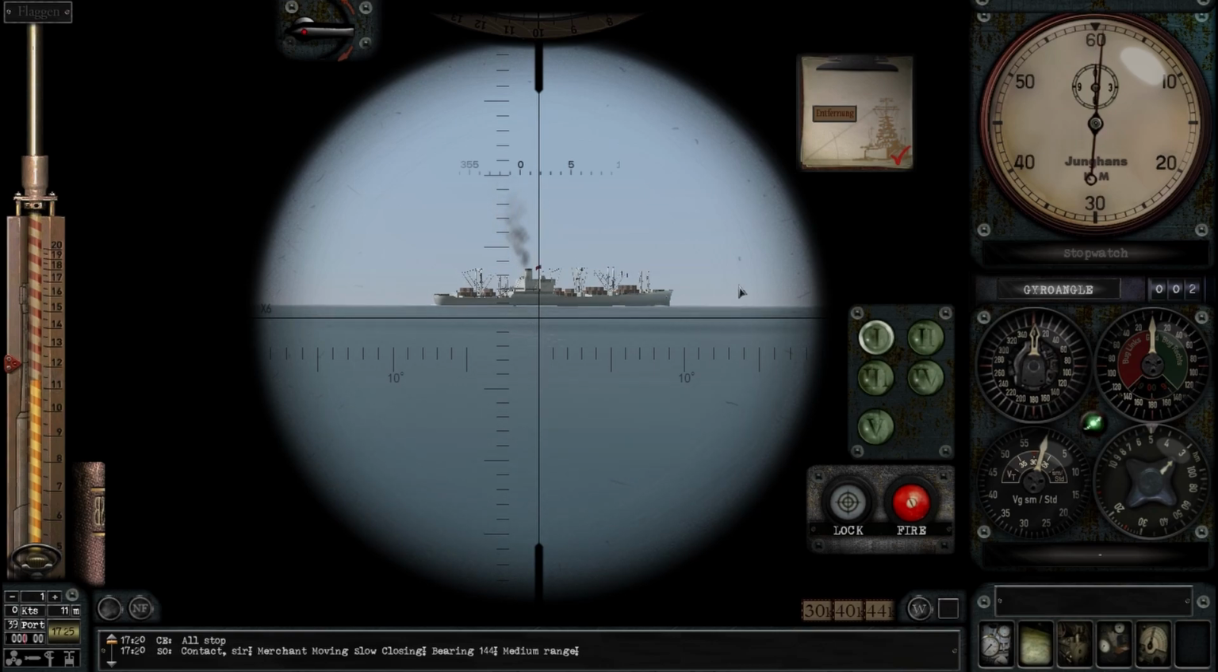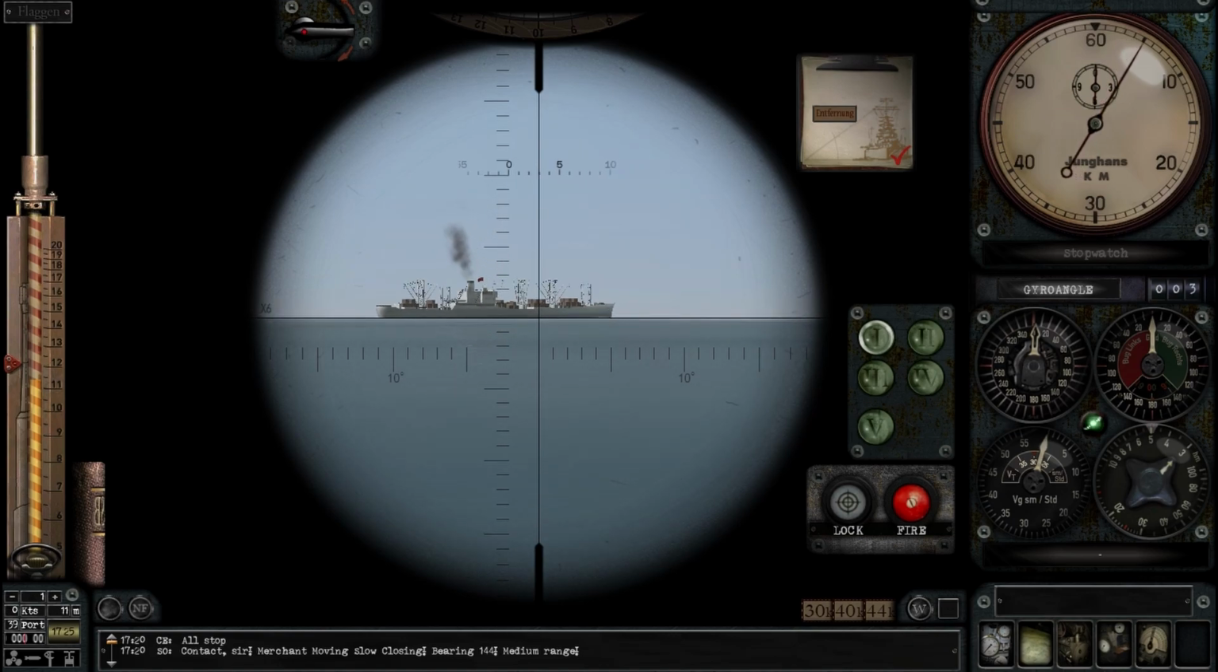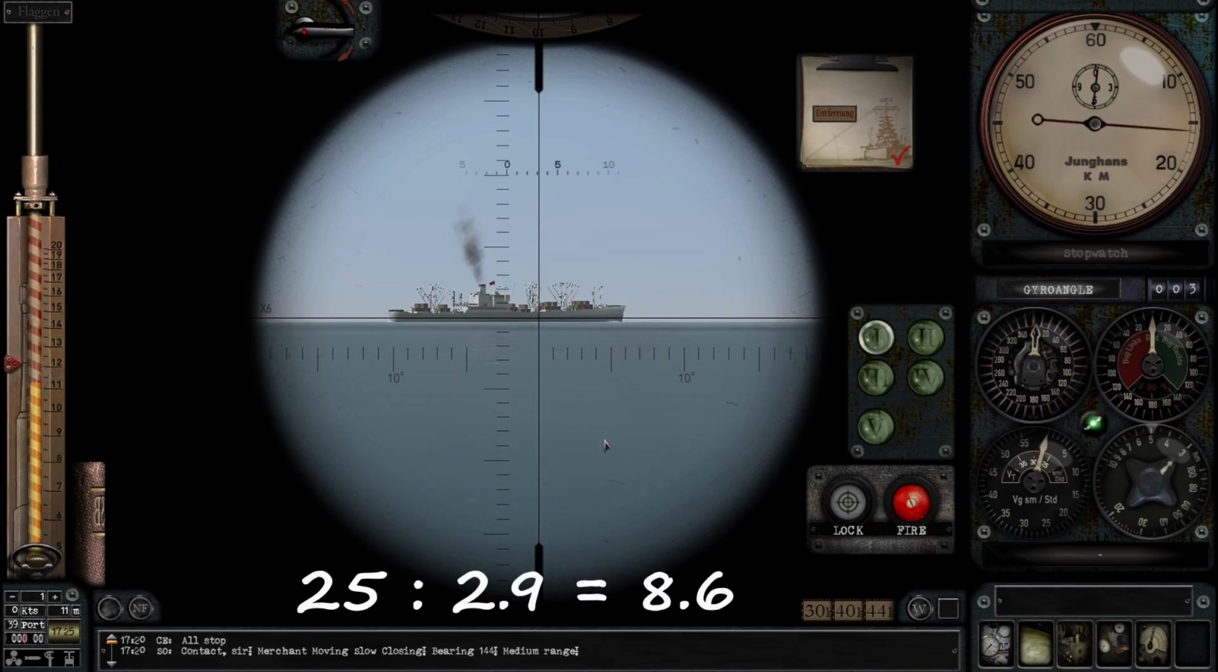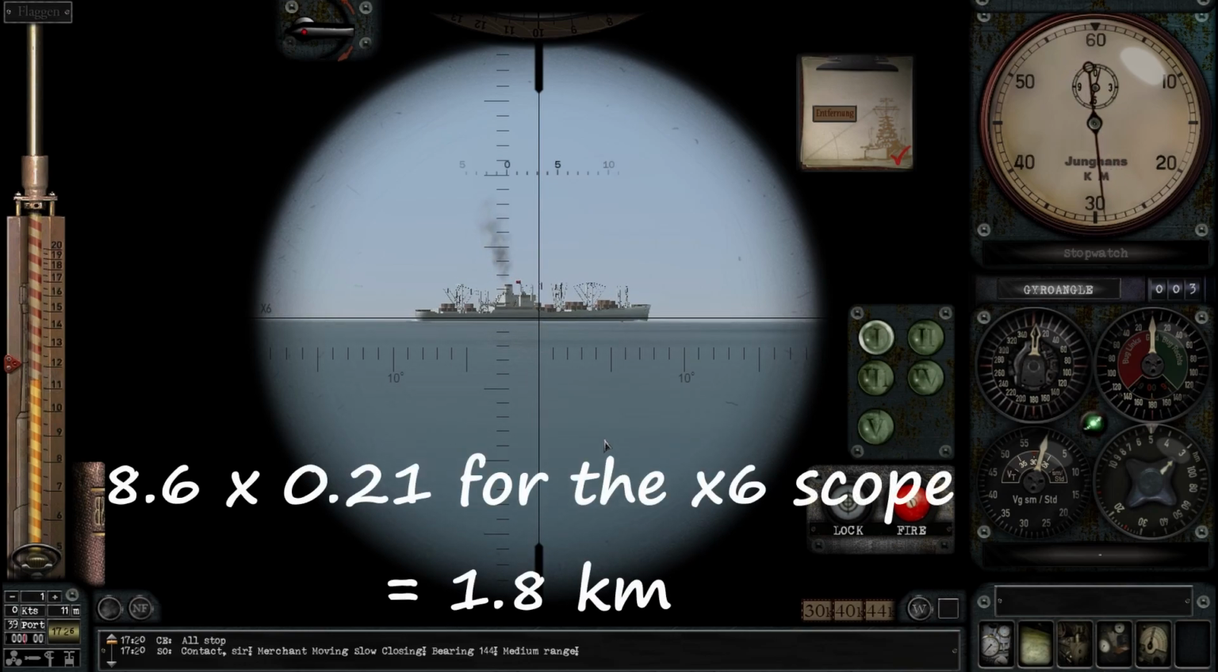Hit the clock. And what about tick marks? I would say his 2.9 tick marks. So let's work with that. I know this ship is 25 meters long, so divided by 2.9 tick marks equals 8.6. 8.6 multiplied by 0.21 for the 6 times scope equals 1.8 kilometers.